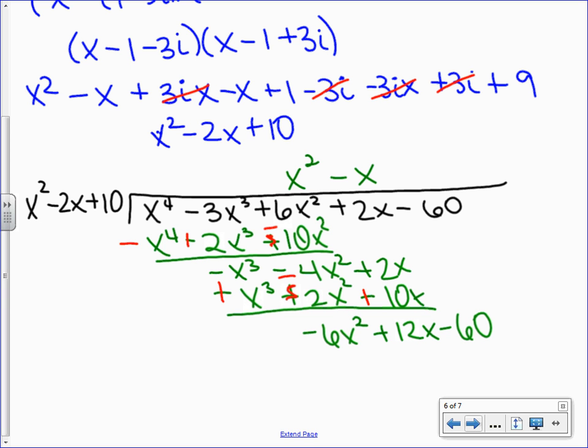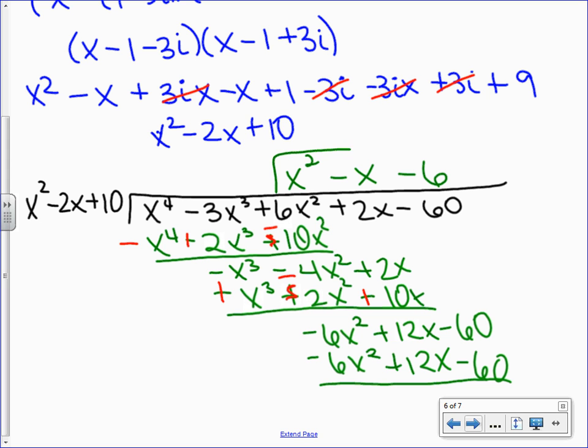Okay? X squared times what is negative 6x squared? Negative 6. So we have negative 6x squared. We have positive 12x. And we have negative 60. Good thing. Okay? So here is what we get when we factor out our two imaginary zeros.